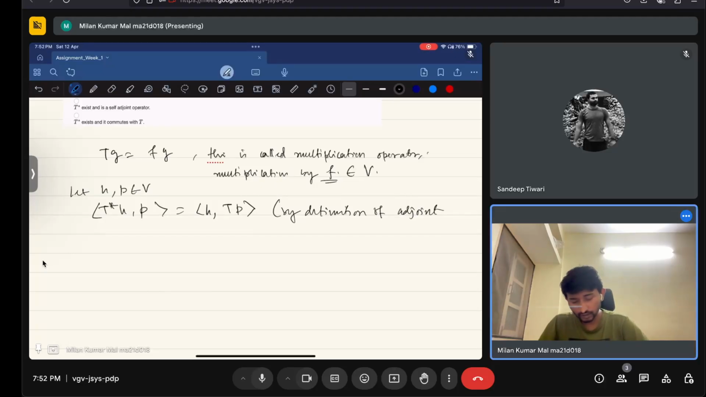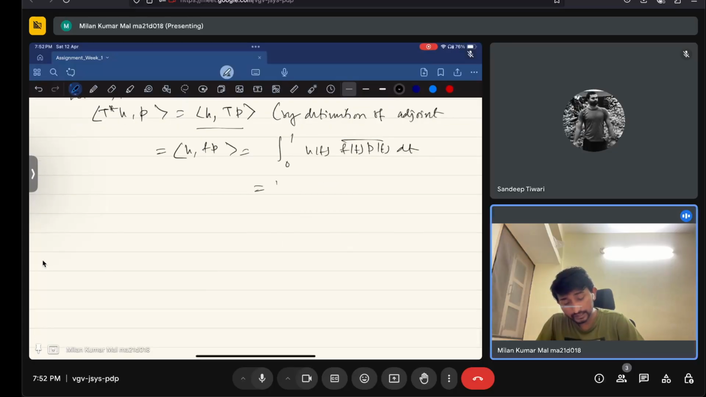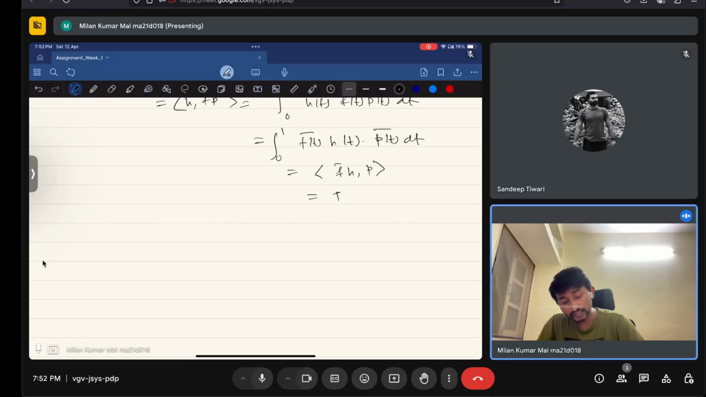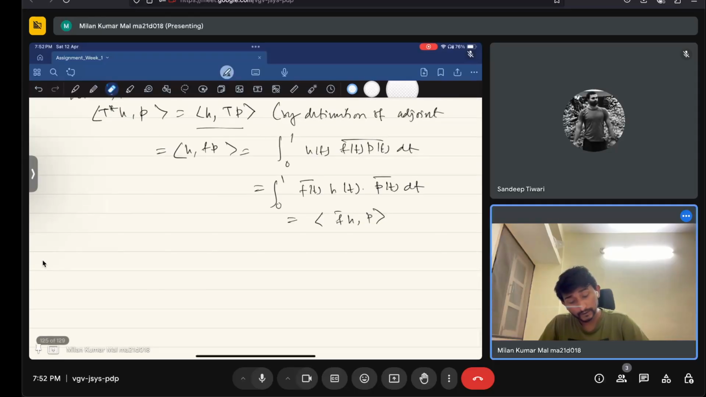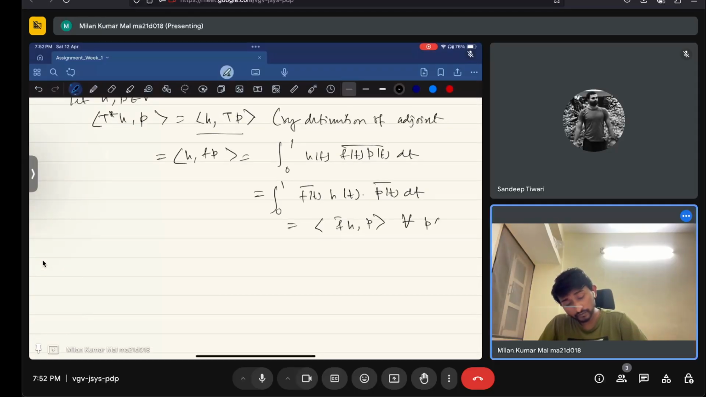And what will be the adjoint? By definition this is right. There is no problem. The inner product of T h with p is the integral from 0 to 1 of f(t) h(t) p(t) bar dt. So this can be written as the integral from 0 to 1 of h(t) times f bar(t) p(t) bar dt. This can be written as the inner product of f bar h with p. This is what we get for all p belonging to the vector space V.